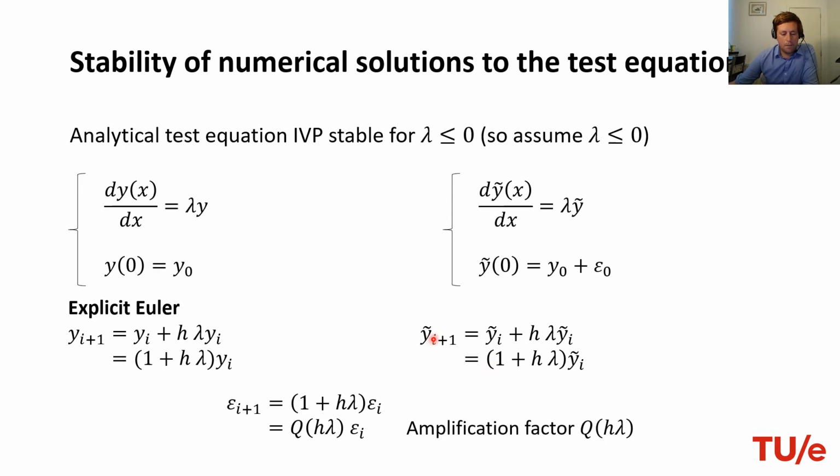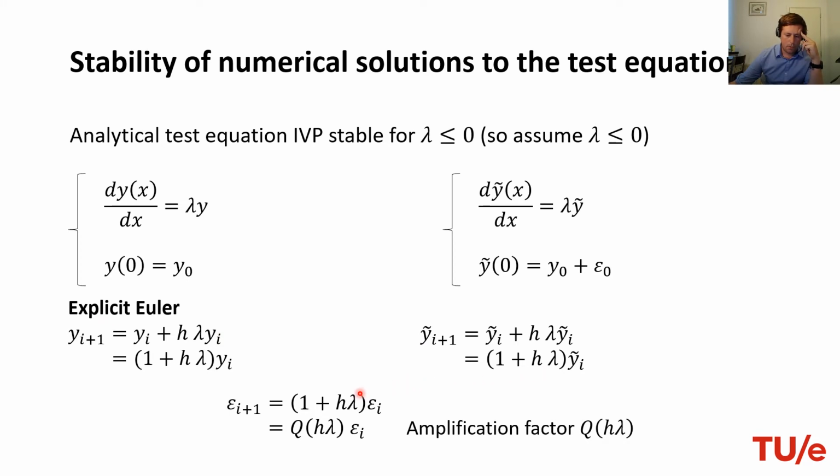So we can subtract these from each other, and you can work it out. It's very straightforward. You find that the perturbation on the numerical solution, so this epsilon in step i plus 1, the difference between the perturbed and the original solution in step i plus 1, follows this relationship: it is the perturbation in step i multiplied with 1 plus h lambda. That follows simply by subtracting this from this.